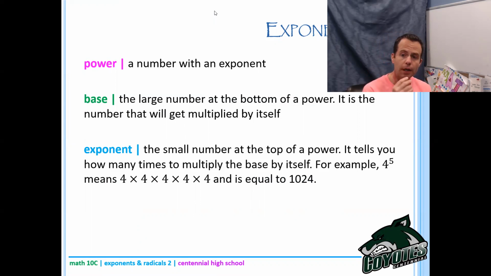For example, 4 to the 5 means 4 times 4 times 4 times 4 times 4, and that would equal 1024.